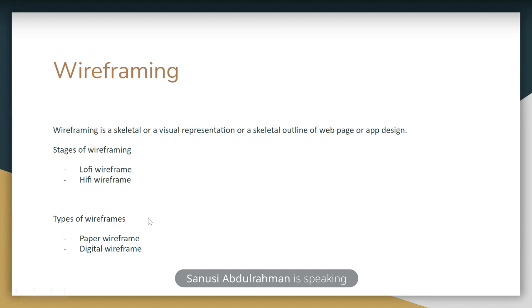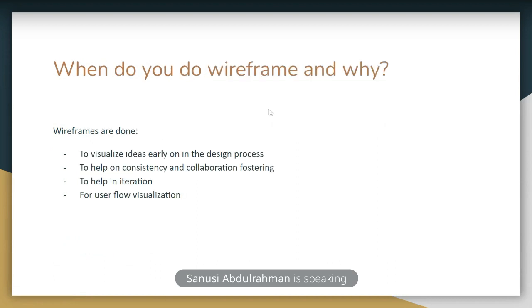So stages of wireframing: low fidelity wireframe, you can do a high fidelity wireframe. So low fidelity wireframe is just a sketch. High fidelity wireframe is when it involves the colors and the text and the other things, images and all. The types of wireframe: you have paper wireframe, you can do it on your paper, and you have digital wireframe. So when do you do wireframe and why? To visualize idea early in the design process, it helps on consistency and collaboration fostering. It helps in iteration, it helps in user flow visualization.